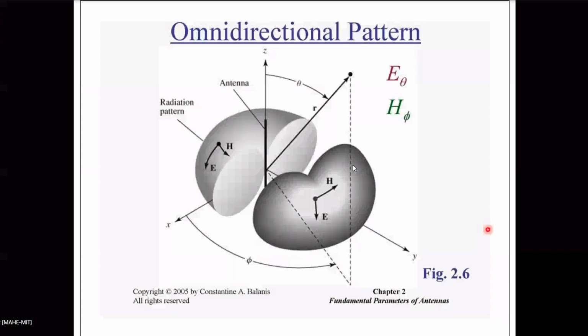So for example, B naught sin theta is like this. B naught sin theta almost. Are you getting it? So this is an example of omnidirectional. In one plane, you have an isotropic pattern. In the other plane it is a directional pattern. Okay.